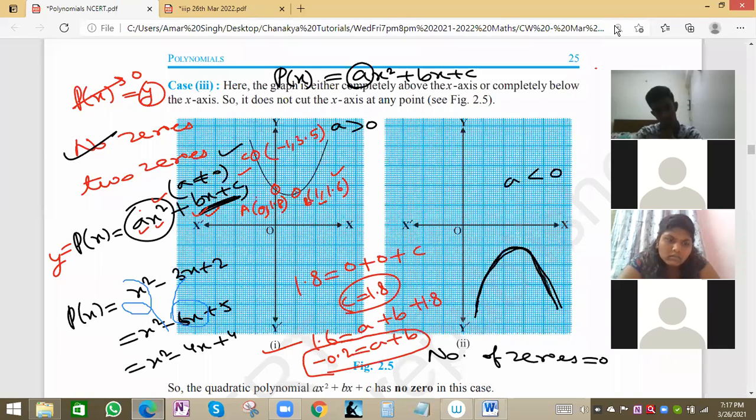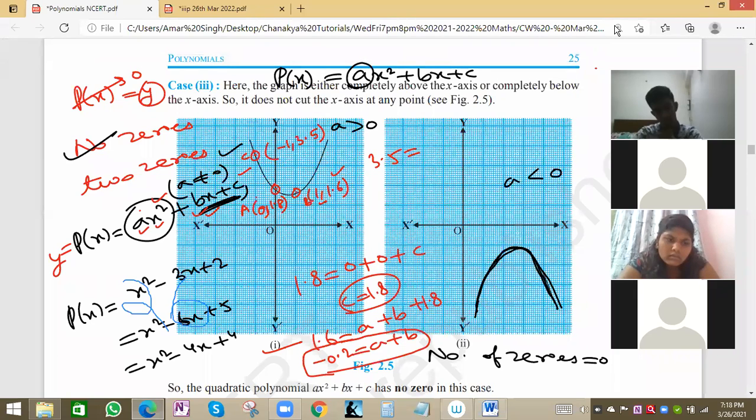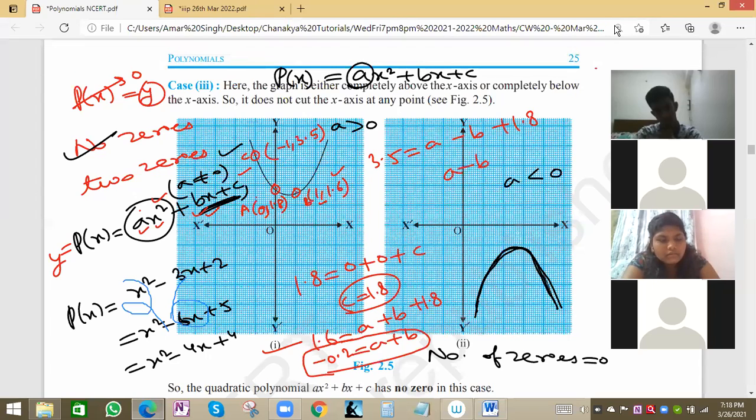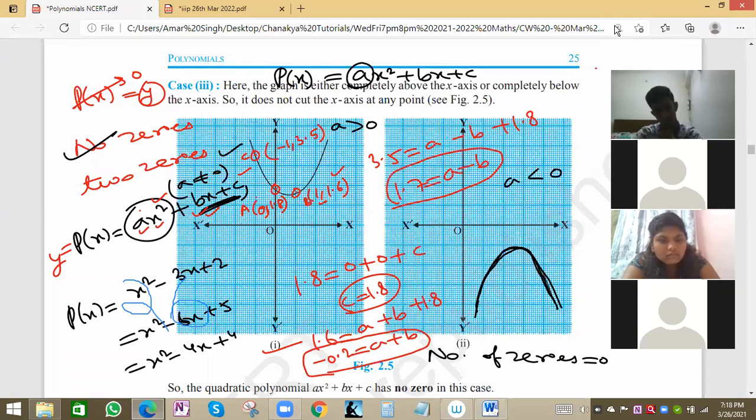So the y coordinate is 3.5. So 3.5 equals a into minus 1 square, that is a, because minus 1 square is 1, minus b, b into minus 1, plus c, which is 1.8. So we get a minus b as 1.7, correct? Because 3.5 minus 1.8 is 1.7. So from these two equations we can find the a and b values. Understood?